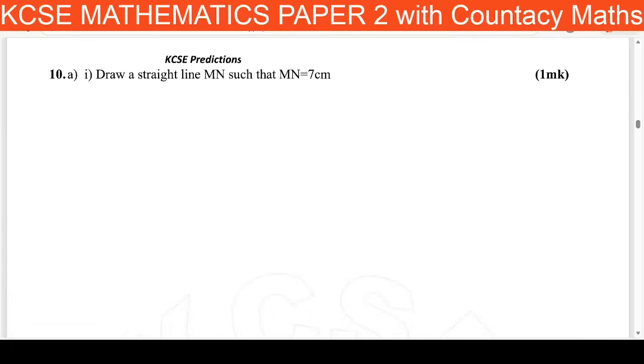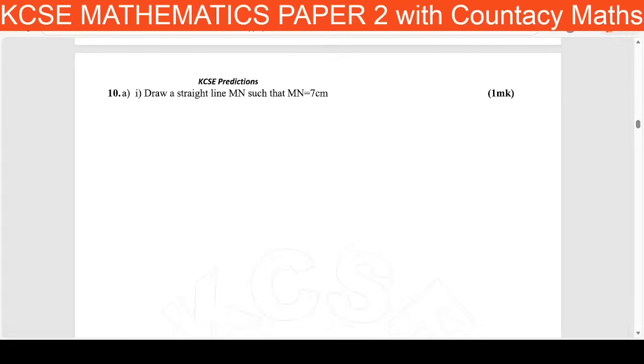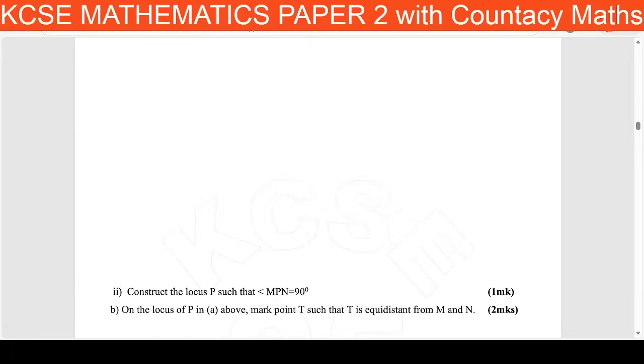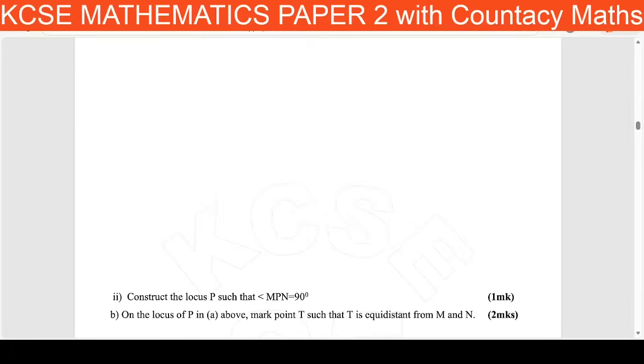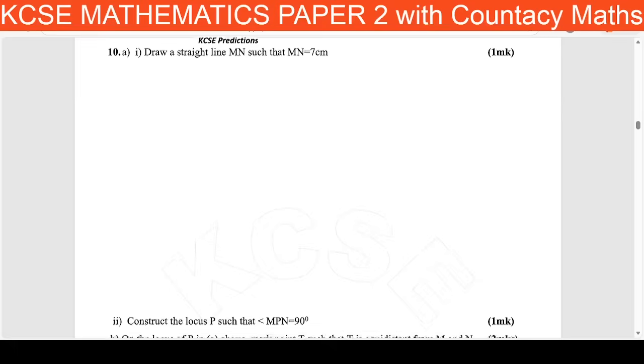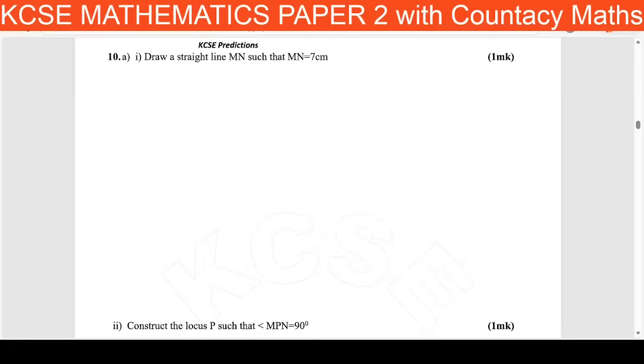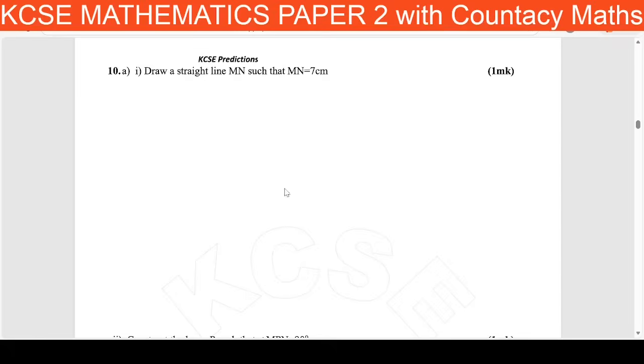This is question 10. Oh, amazing. So we are supposed to draw a straight line MN such that MN is equal to 7 centimeters. This seems to be part A of something. Therefore, that implies that there are parts 2 and 3. Well, how are we really going to construct this? So we'll get back to this question later, or maybe let me do this. I'll guide you on how you can do that.